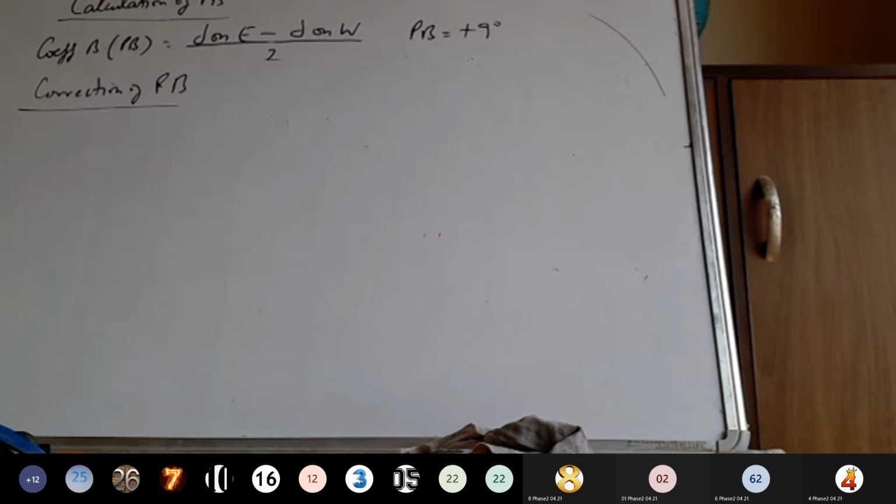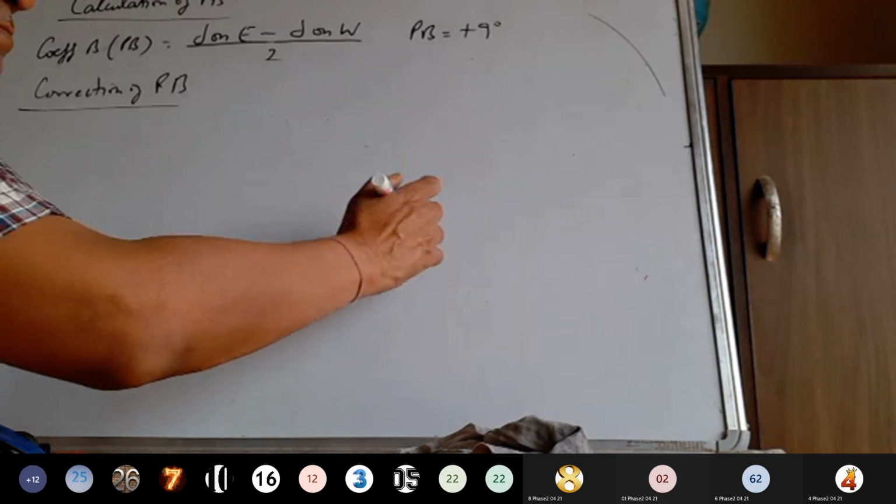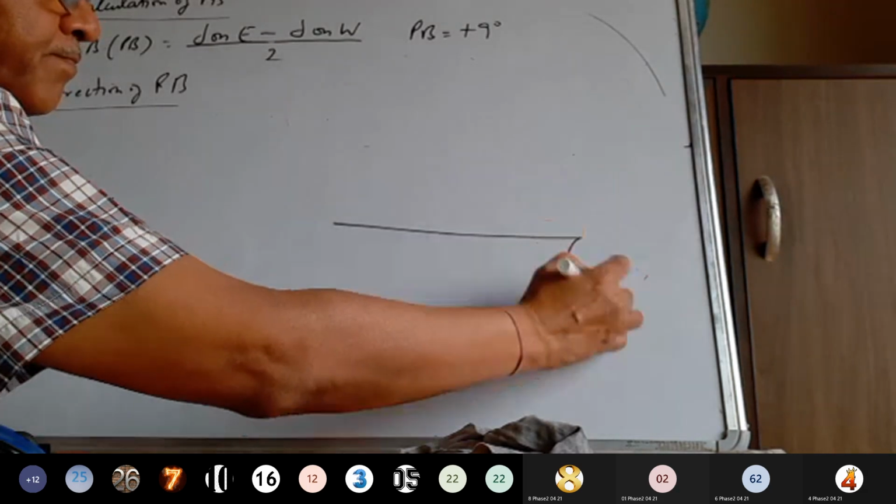So we have seen it yesterday. If it is plus PB, that means the vessel is having plus P. Plus P means there is a force acting towards top. So now I have to correct this force. But I don't know the value of the force, but I know that it is causing 9 degree deviation when the vessel is heading easterly or westerly. What we do? Let's say this is the shape.